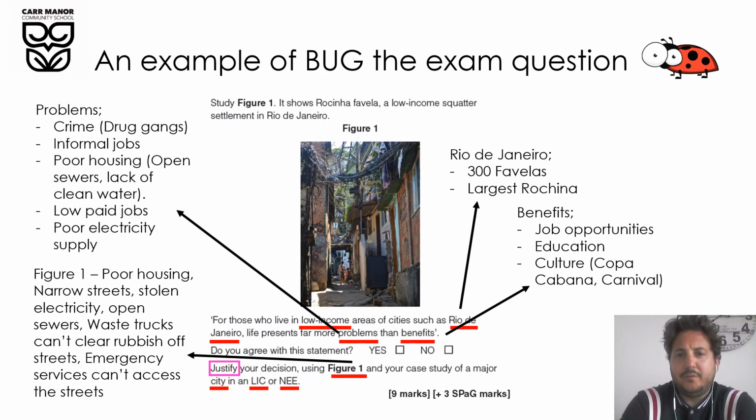So here's an example of bugging the exam question. The command word justify has been boxed and the keywords have been underlined. Then I've glanced at the question and now I'm annotating it with key facts that I know about Rio de Janeiro and about the problems and the benefits. So I'm formulating an argument. Now what you might want to do is pause this video here and have a go at answering this question and use either your own book, your own notes, or use the notes that I've put on here for you.